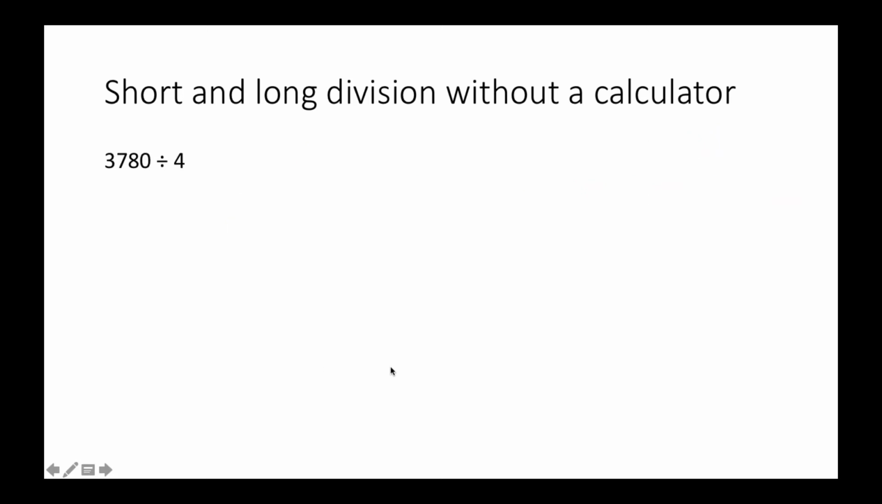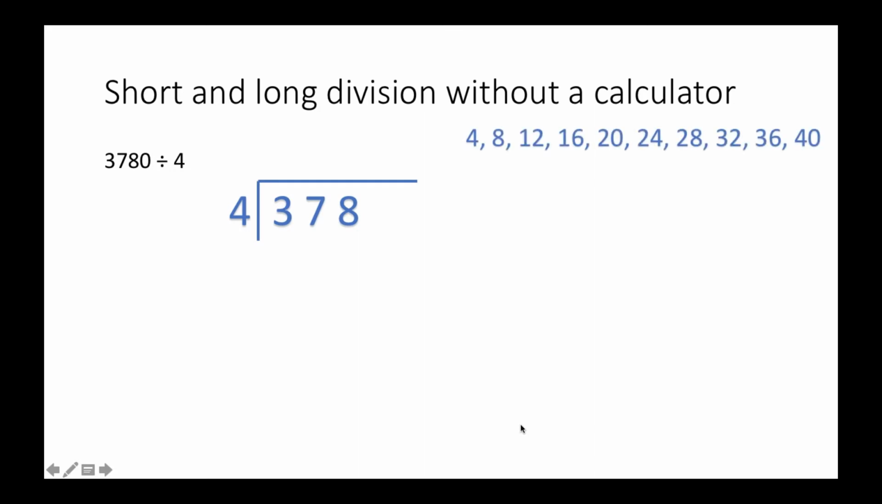Okay, good. So we're getting a bit bigger now. 3,780 divided by 4. So let's write that down. Oh, have I missed a 0? Okay, if I've missed a 0, I'm just going to add it in here. Let's see how we get on. How many 4s? I can't put 4 into 3, so I have to use 37. How many 4s go into 37? I've drawn out my 4 times table here, and the closest I can get to 37 is 36.